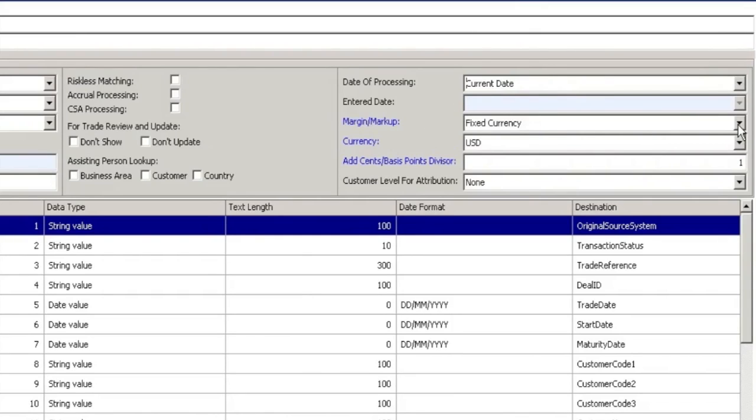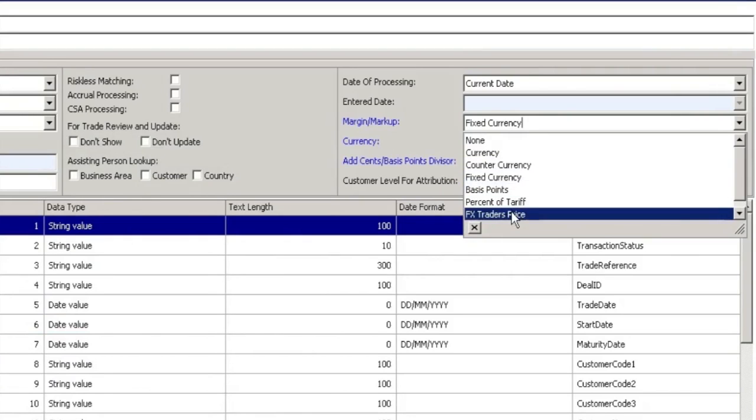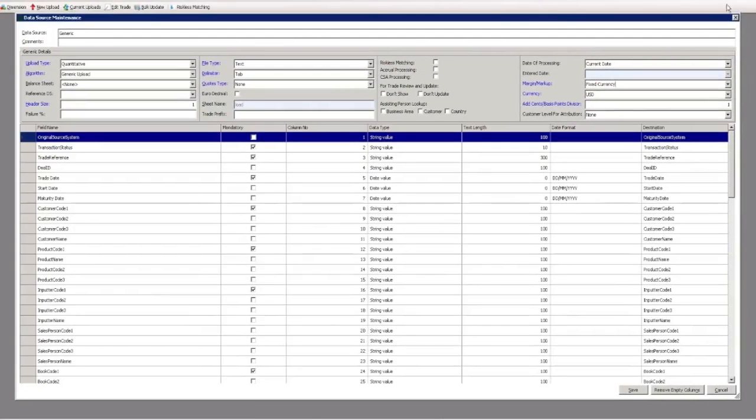We also then take the margin in all the different formats that could be provided to us. It could actually be just a fixed currency amount and we define the currency. It could be in currency, counter currency, or it could be in basis points. It could be a percentage of the tariff, or it could be in the trader's price. You set those rules up and then we will take the data in and process it that way. And also define the divisor for additional cents, basis points. Okay, so that's rules driven by the data source.